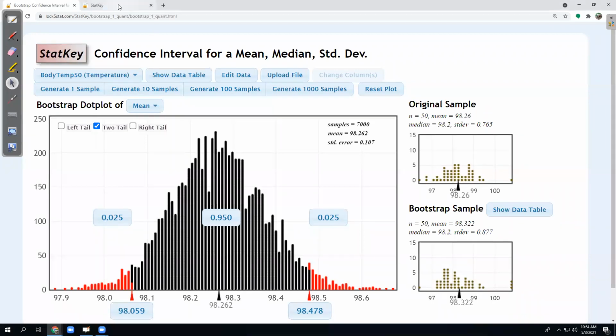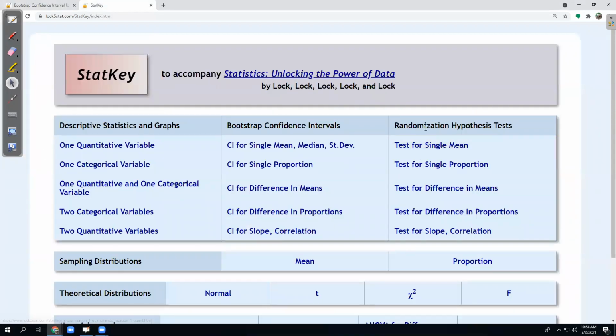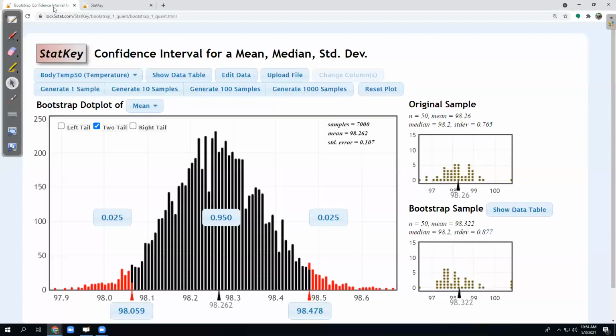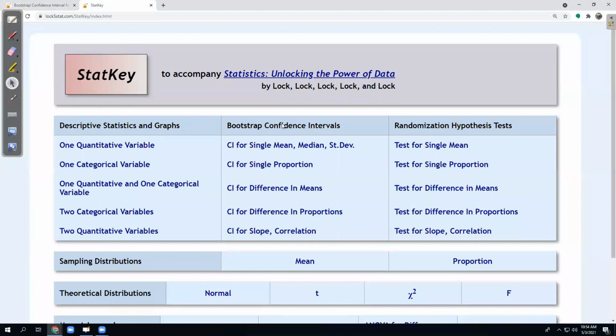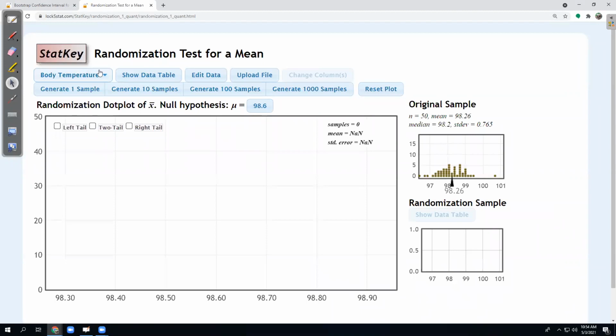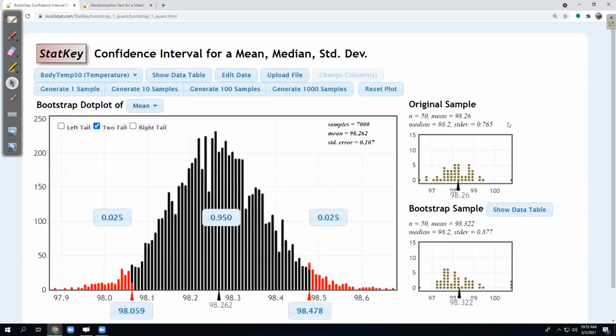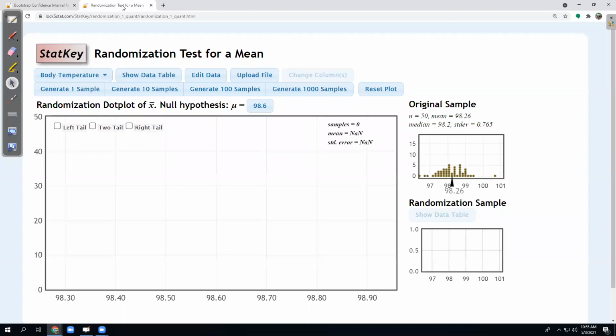I'm pretty sure the same data is also located in the hypothesis test for a mean here. So I'm switching. If you were on the StatKey page too, you could just hit the StatKey logo here. That'll take you to the home page, and then we're going to switch to test for single mean, and this is the same data. Mean is 98.26, standard deviation is 0.765. Yep, same data set. So if you want the direct link, here it is.